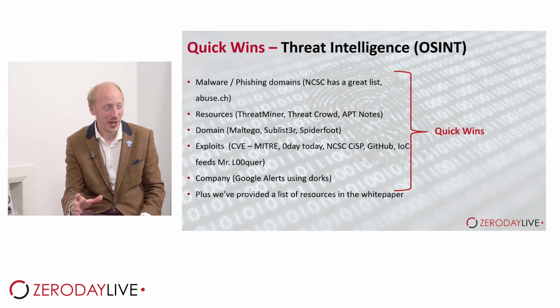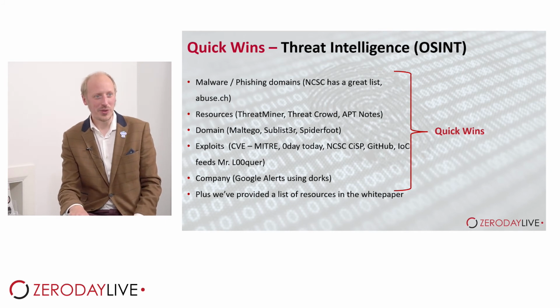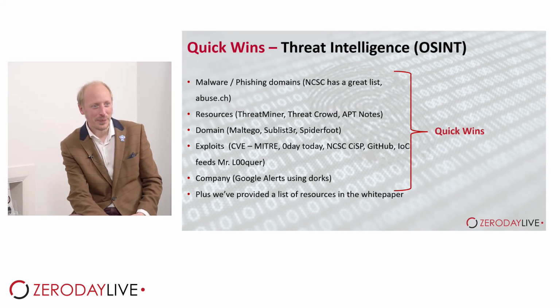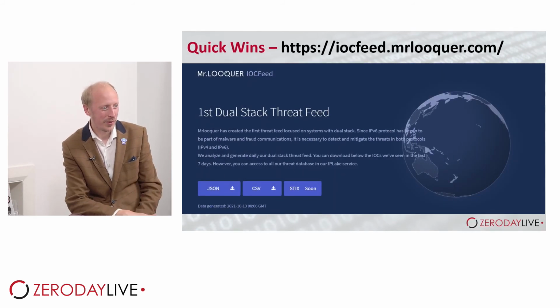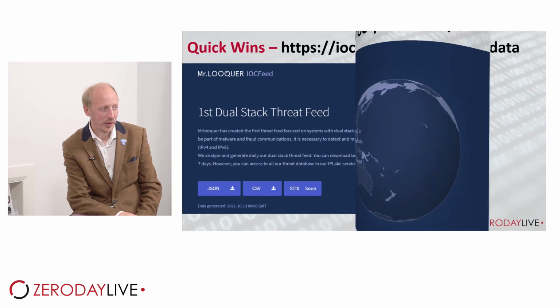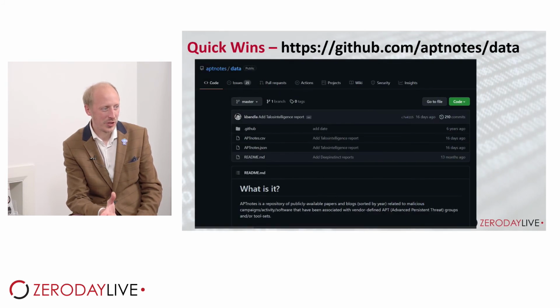And things like Google Alerts using dorks. We have provided a list of resources in the white paper that you don't have yet, but you will soon. So there are the things we're going to talk about. Here are some examples, like I said, Mr. Looker. Great tool: you can get a JSON file, you can use CSV, STIX, and there are other feeds you can look at. It's absolutely fantastic. Like I said, APT Notes and GitHub, you can pull that down. It's really good, really useful.